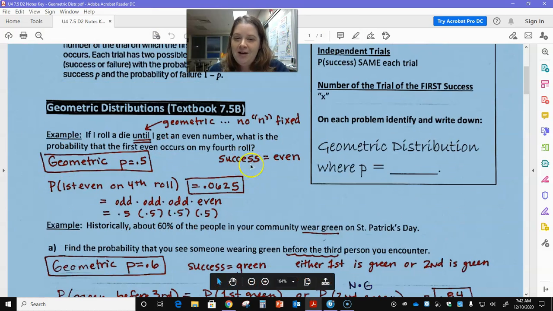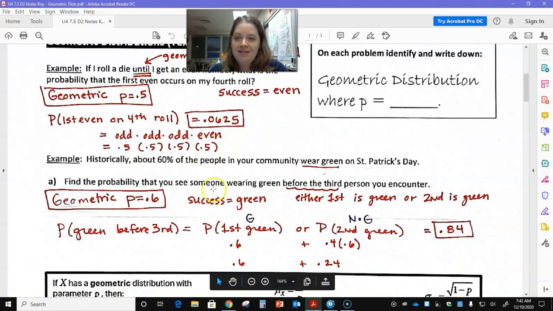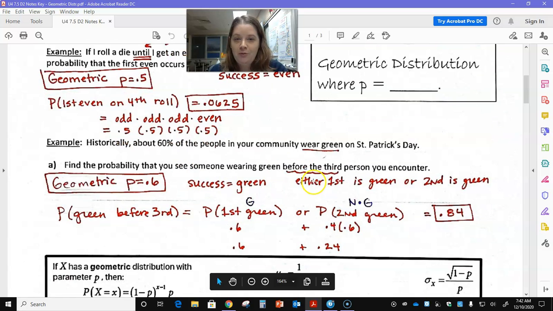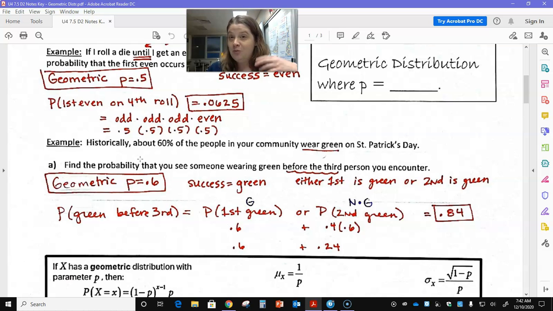All right. The next one says, historically, about 60% of the people in your community wear green on St. Patrick's Day. Find the probability that you see someone wearing green before the third person you encounter. Now, there's a couple of options here. First off, it's waiting time because could it be the first person wearing green or the second person wearing green? So there's two options. So we're going to have to calculate more than one probability here.